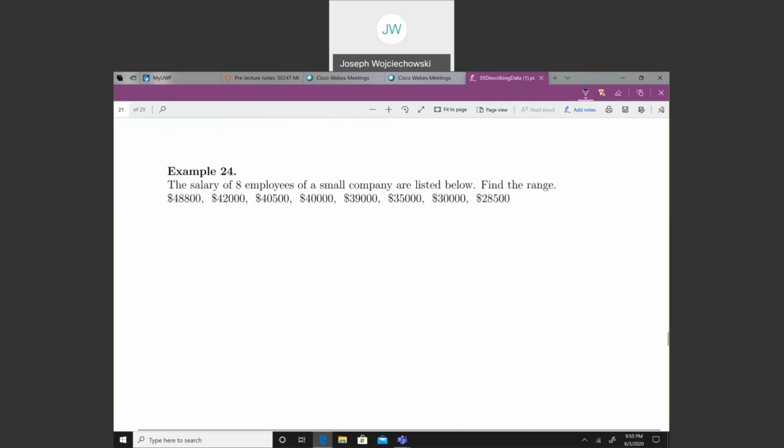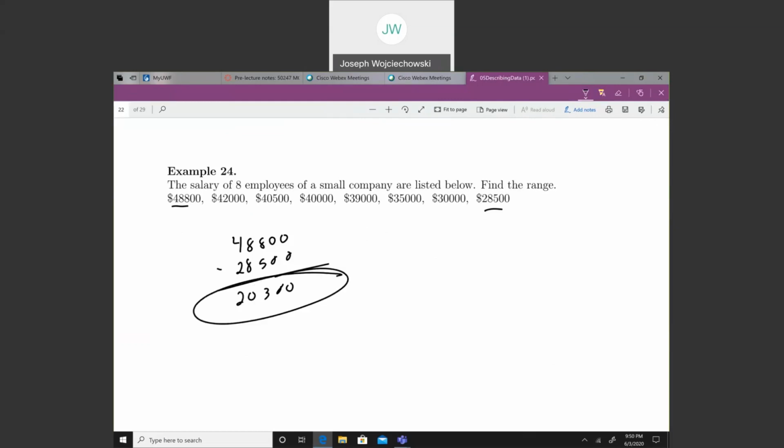Okay, going back to our employees again. Find the range. Well, we have our maximum value and our minimum value. 48,800 minus 28,500. We have 20,300. And that's the range.